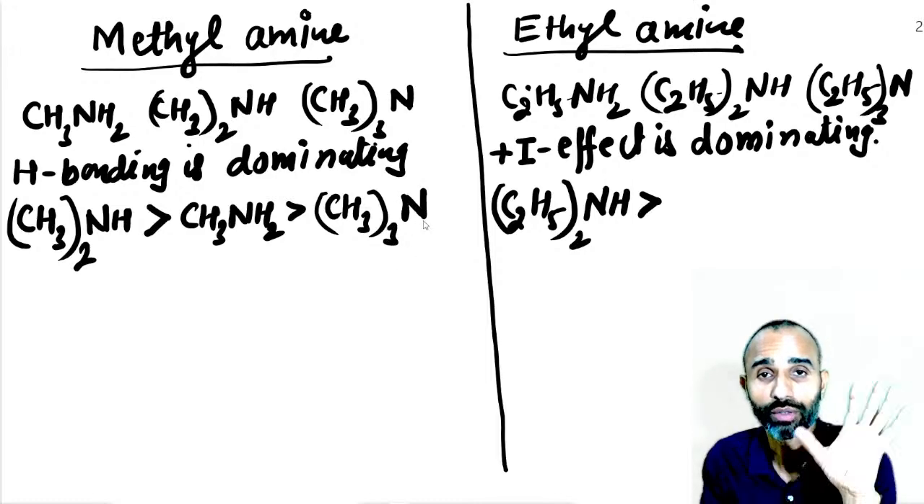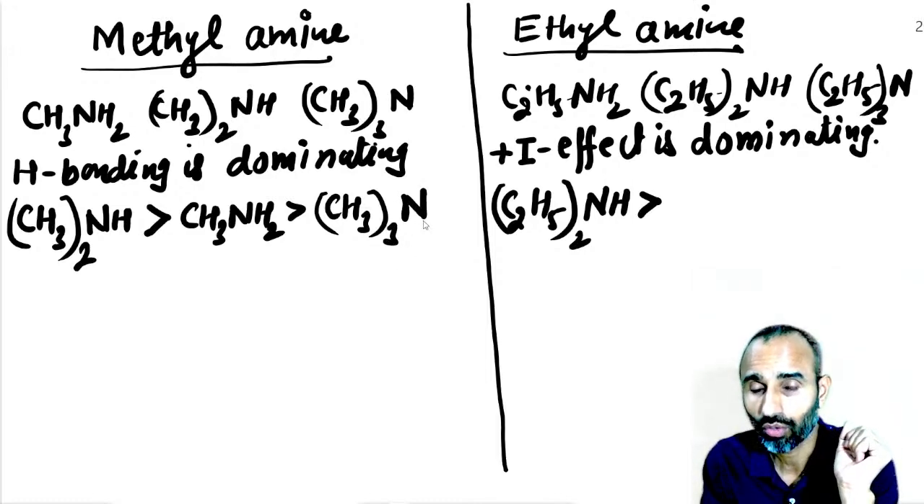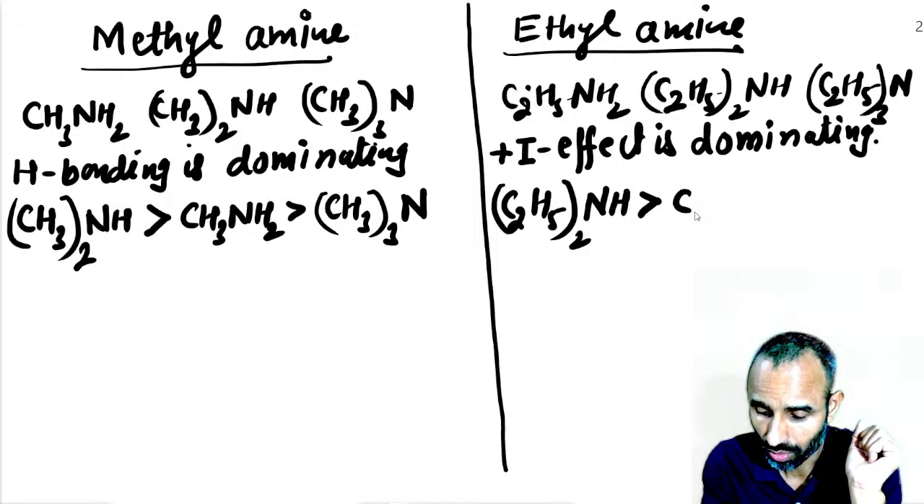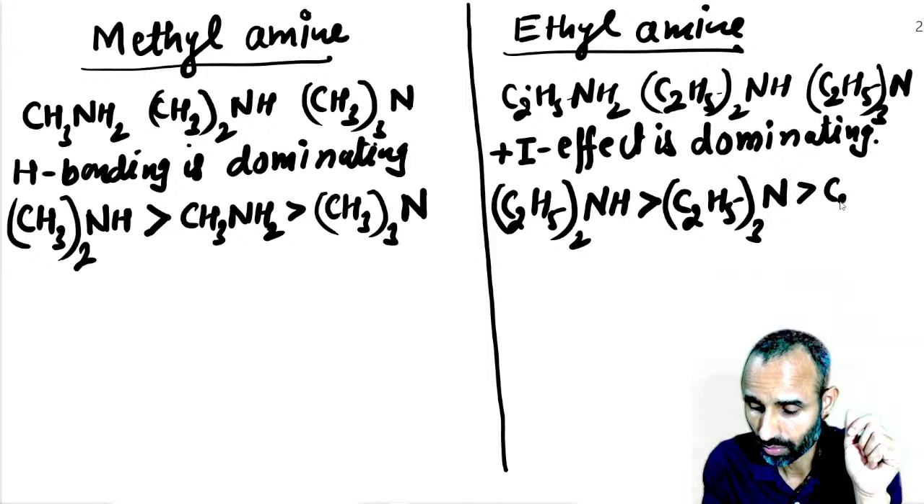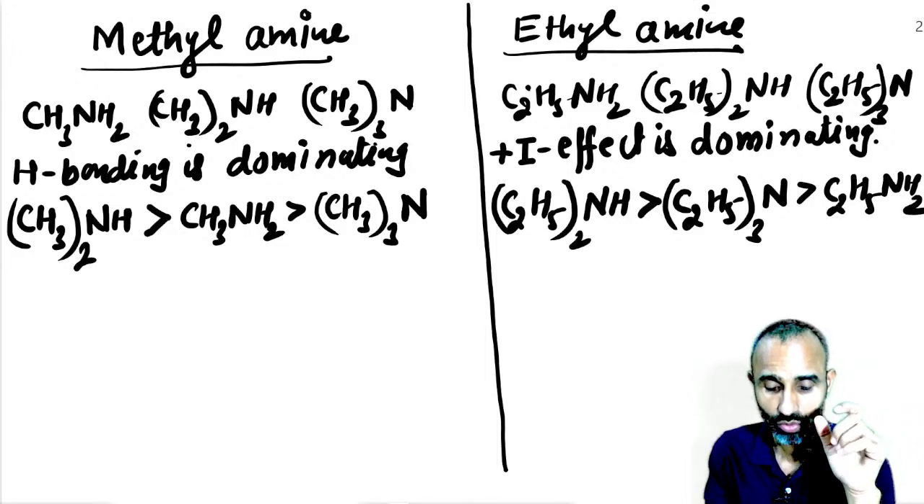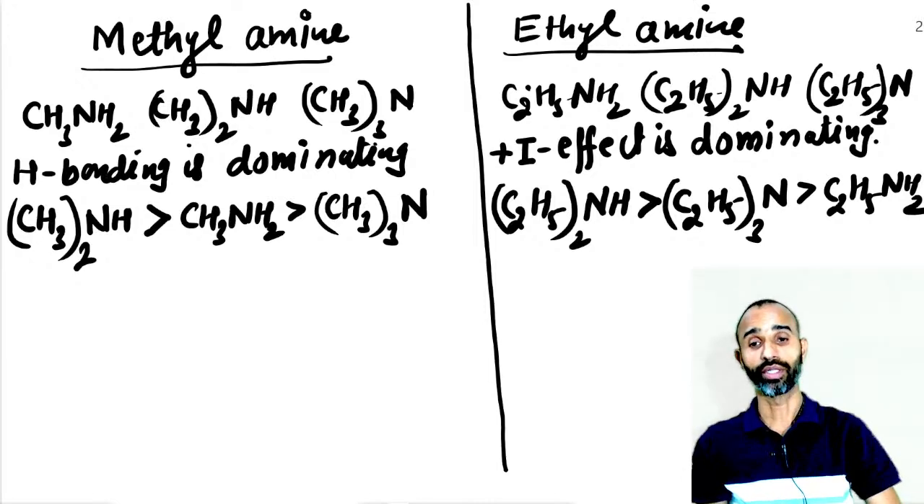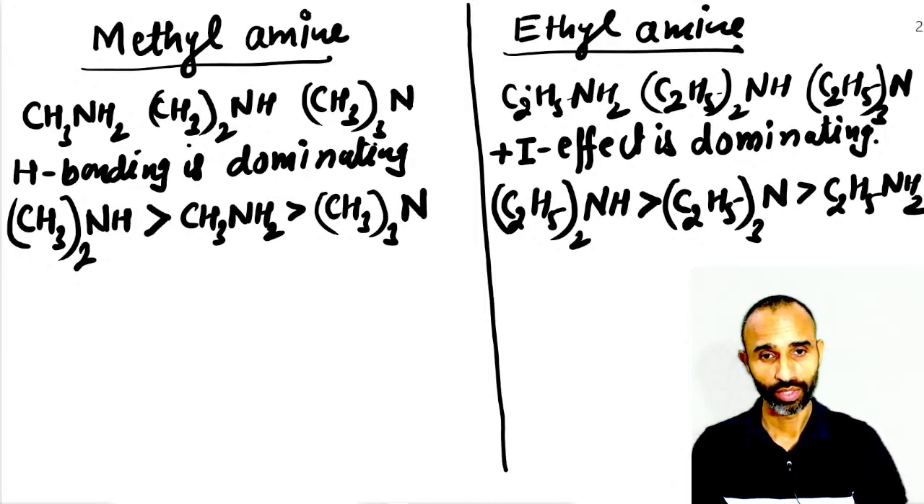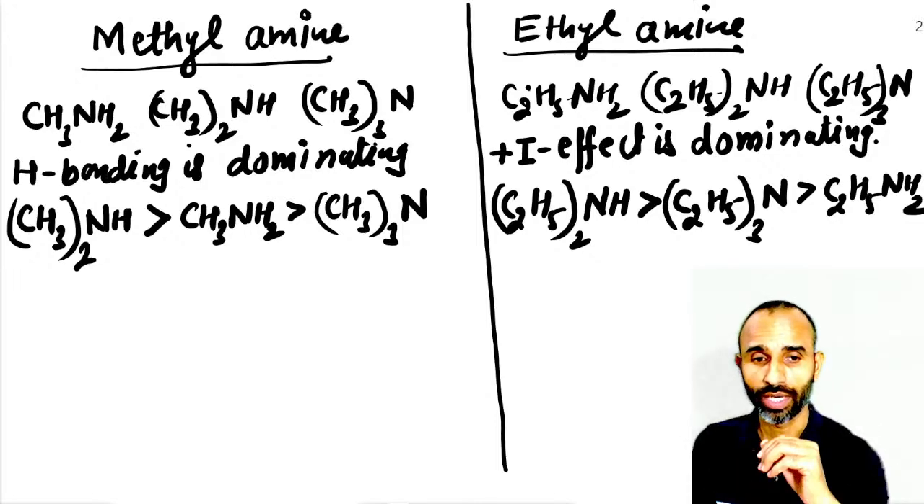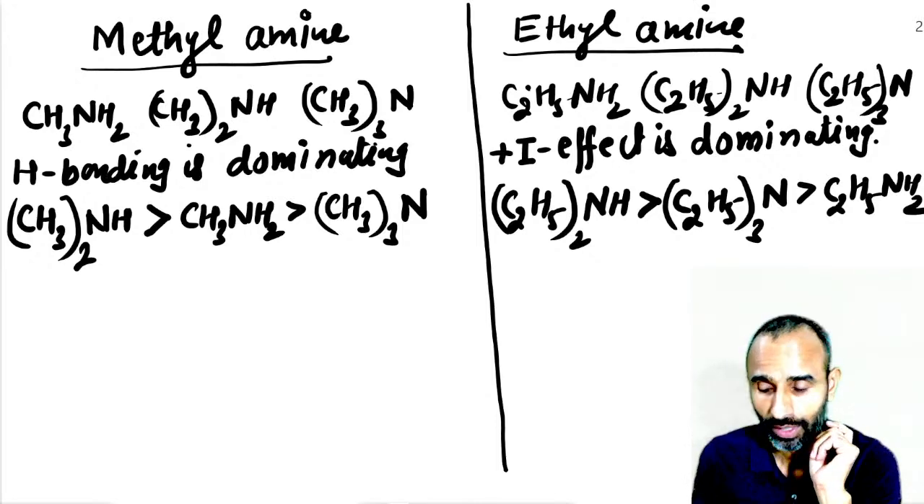This is the order. But in case of ethylamines, plus I is dominating, so plus I favors tertiary. And therefore tertiary is more basic than primary. So this is the order, and these two are very, very important from the examination point of view. Understood. You may get one question from here.